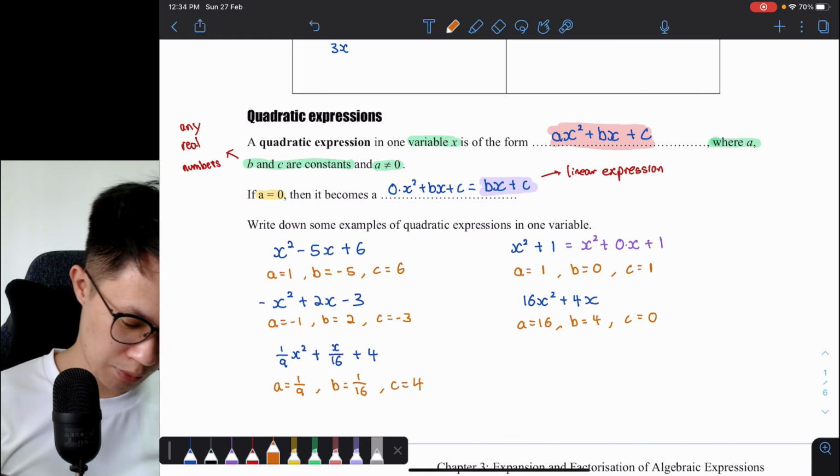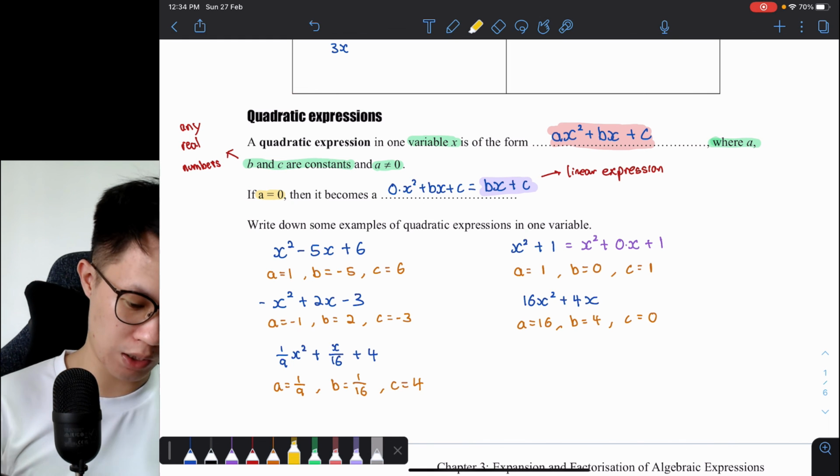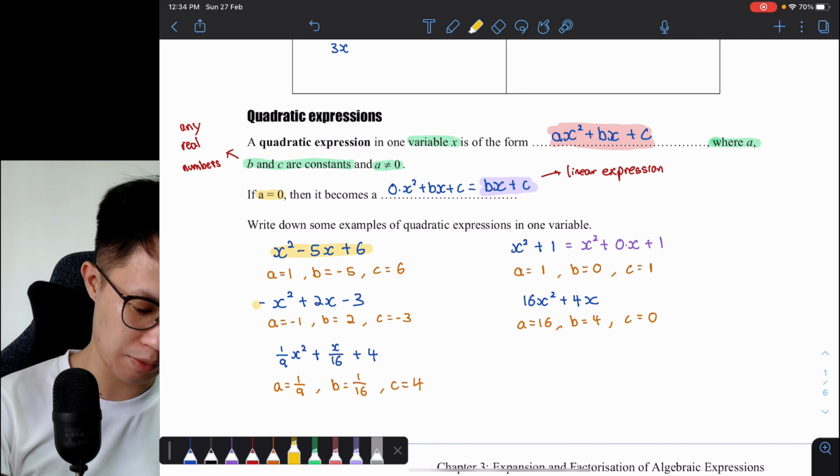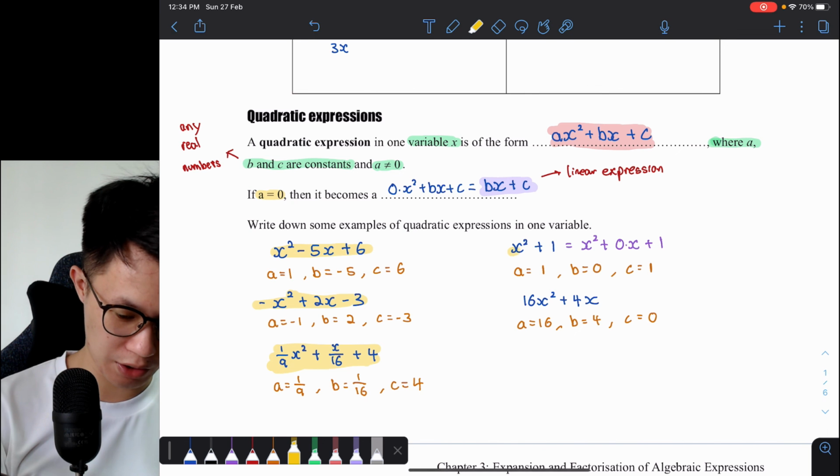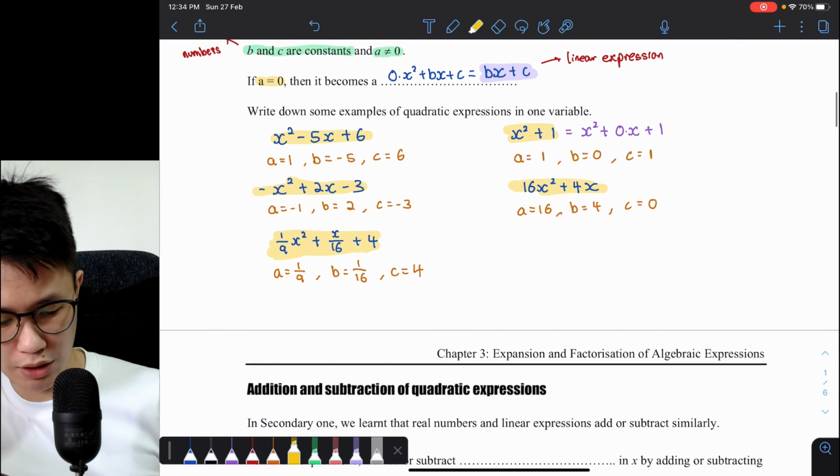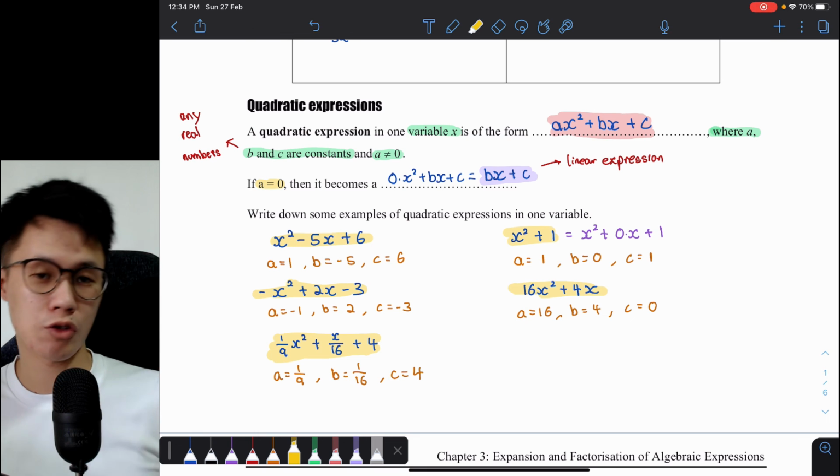So these four examples here are examples of different kinds of quadratic expressions written in this form. It's pretty important to be able to identify quadratic expressions. And that's the introduction of quadratic expressions.